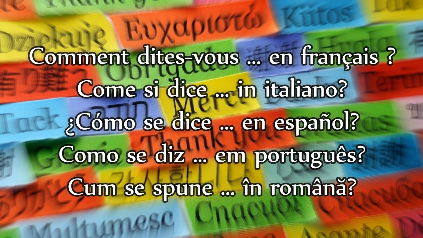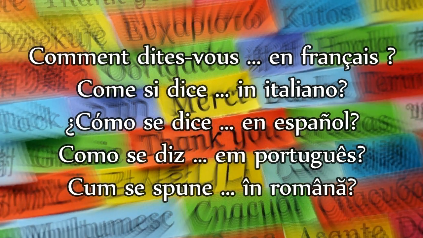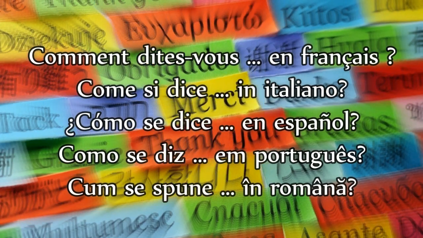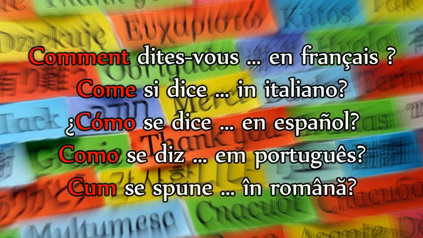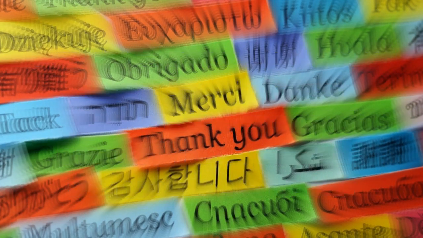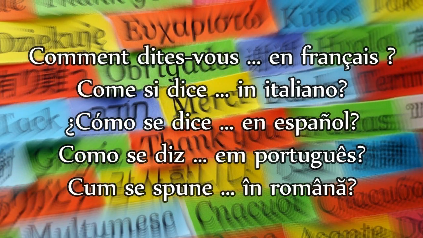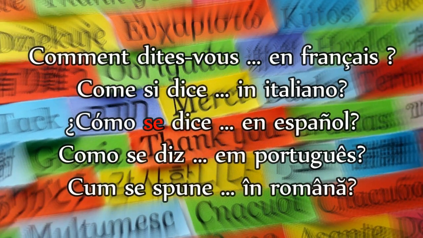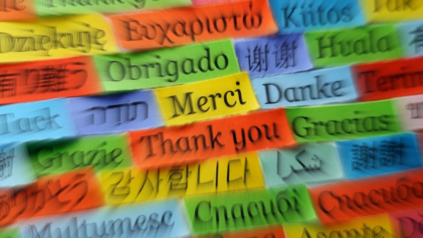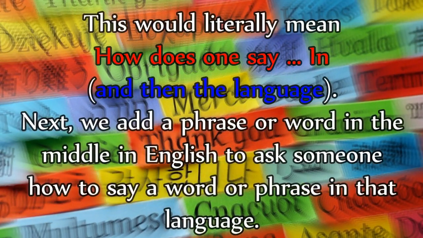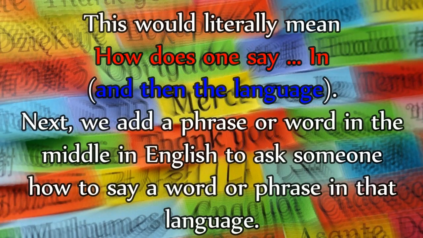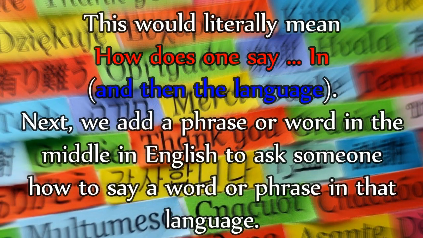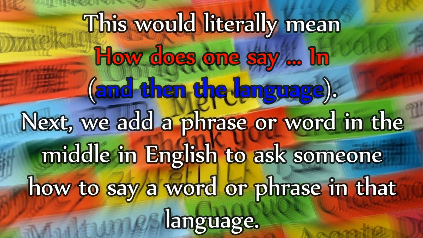Can you notice the verb to say from Latin in all of these phrases? It's here. Then, can you see the question word for how in all of the languages? They go here at the start. They are Comment? Come. Como. Como. Cum. Then the word for you, or literally one, would be Vous, Si, Se, Se, and then the language would come at the end. This would literally mean how does one say or in and then the language. Next we add a phrase or a word in the middle in English to ask someone how to say a word or phrase in that language.